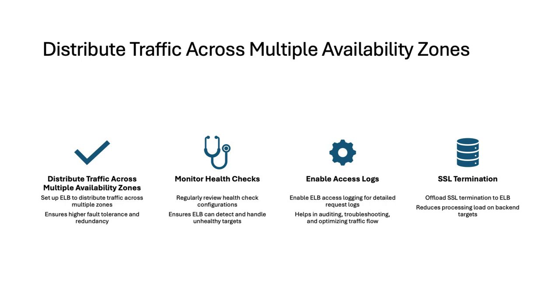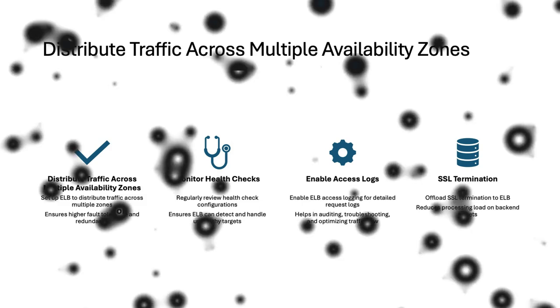Ensure ELB distributes traffic across multiple zones for fault tolerance. Regularly review health checks to detect unhealthy targets. Enable access logs for auditing and troubleshooting. Offload SSL termination to ELB to reduce back-end load and simplify certificate management.